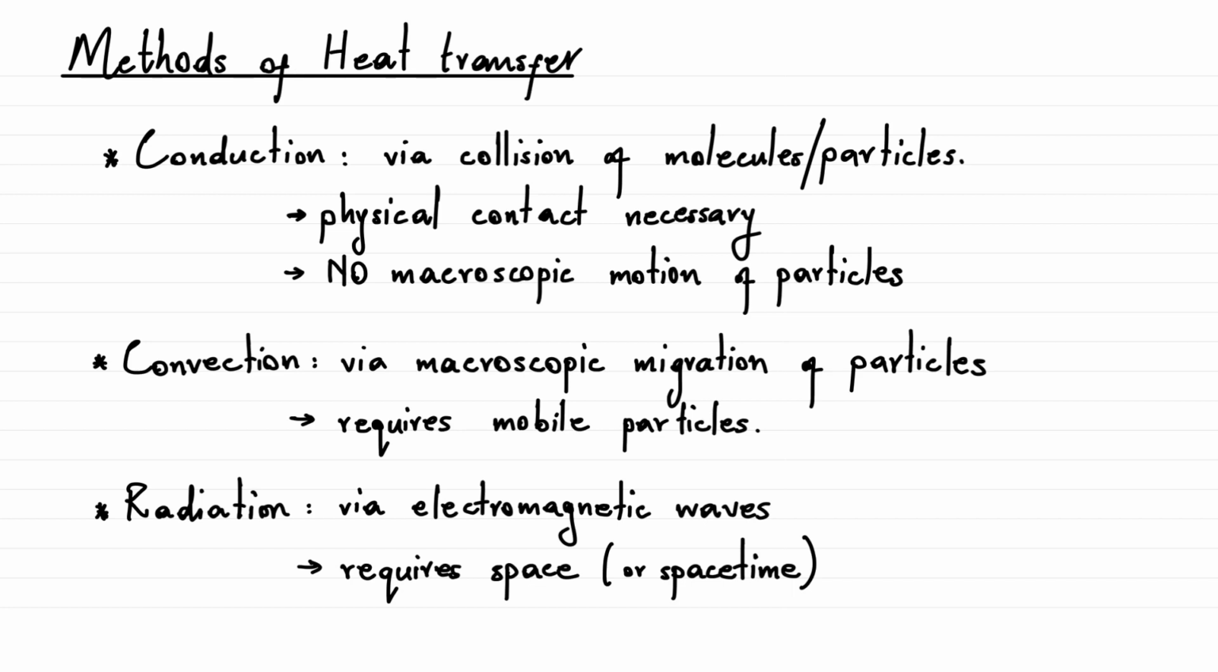And in order to allow such a collision of molecules, that is, molecules of a hotter object with the molecules of a cooler object, what's necessary is that these two objects have to be in physical contact. So in order for us to observe heat transfer by means of conduction, physical contact is necessary. For two objects to be in thermal contact and transfer heat by conduction, they have to be physically touching.